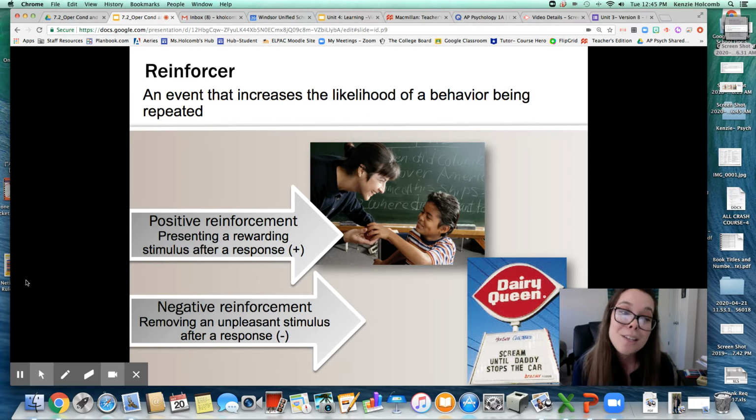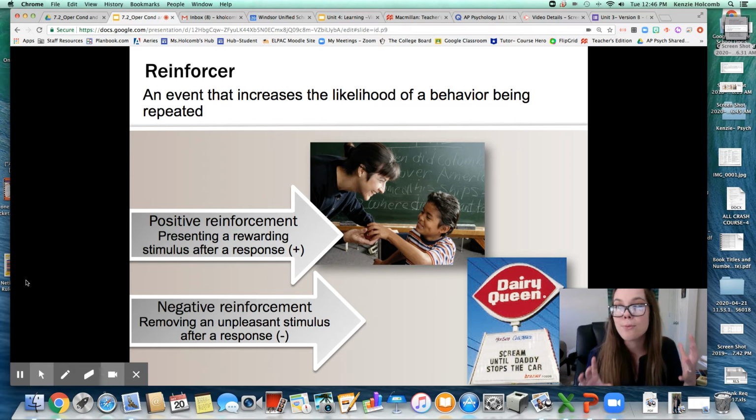So I have this funny Dairy Queen picture. I know it's ridiculous, but it makes sense. So it literally says, scream until dad stops the car. Because let's think about it. If the desired behavior of the baby is to go get ice cream, the dad knows that if he goes to the ice cream, right? So if you think about dad, he wants his kid to stop screaming. That's the desired behavior, right? So what dad's gonna do is go to the ice cream store to take away the screaming, which is the desired response, right?